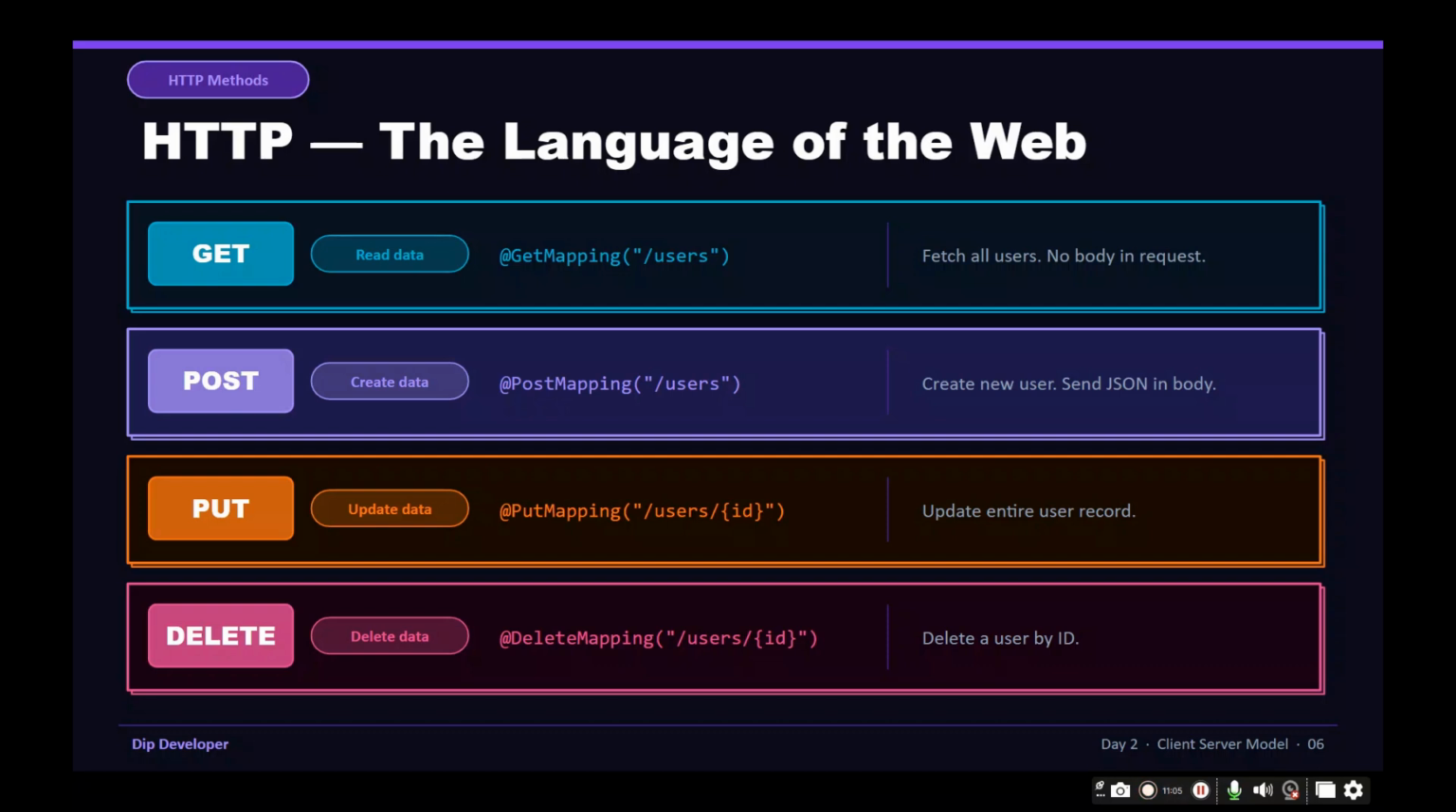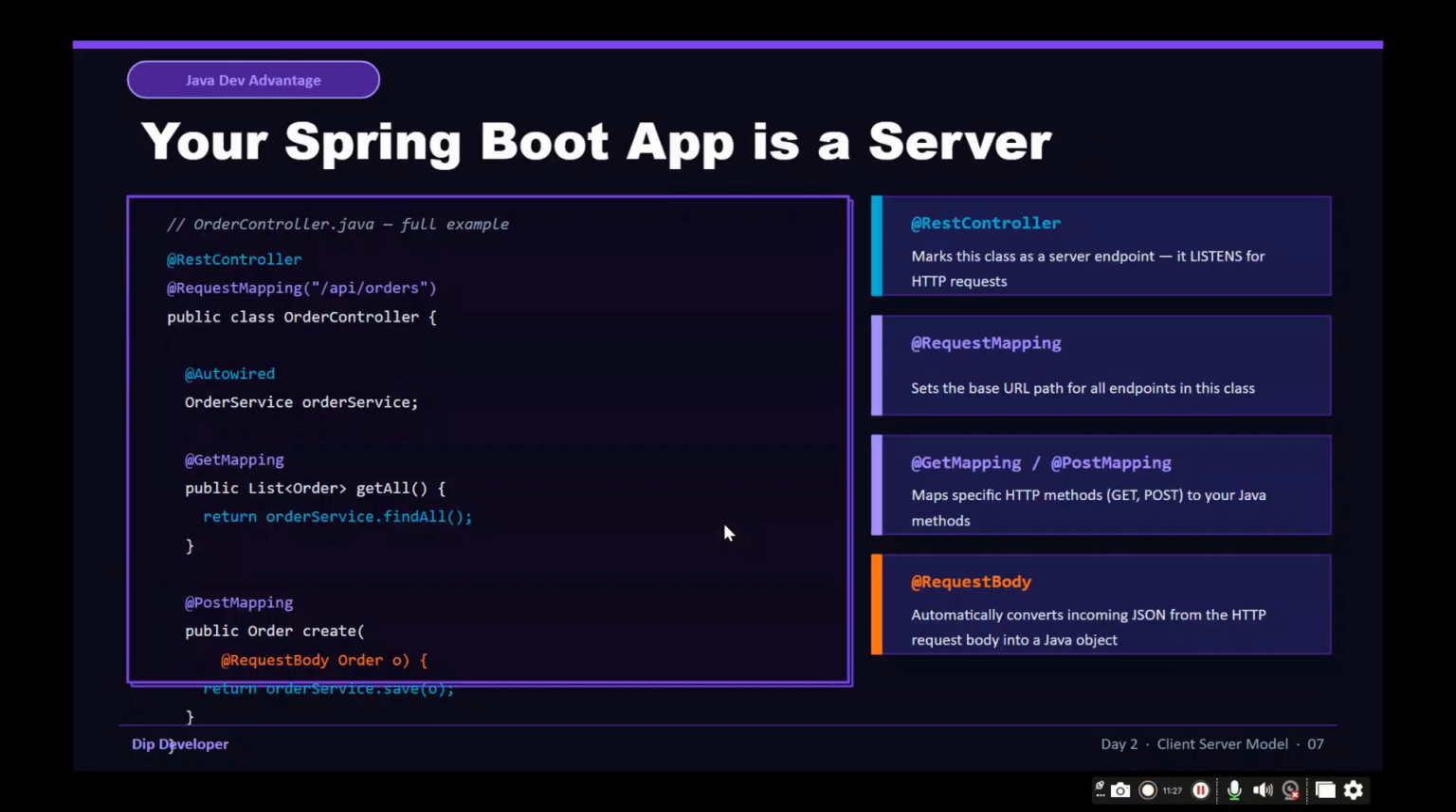PUT is for updating existing data. We use @PutMapping, and it usually includes an ID in the URL to identify what to update, and the body with the new values. Then DELETE is for deleting data. We use @DeleteMapping, and usually it's just the ID in the URL, no body needed.